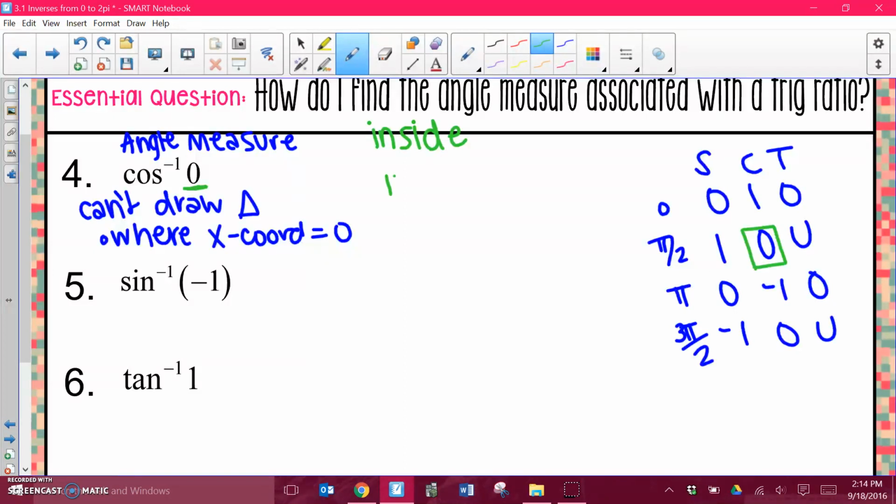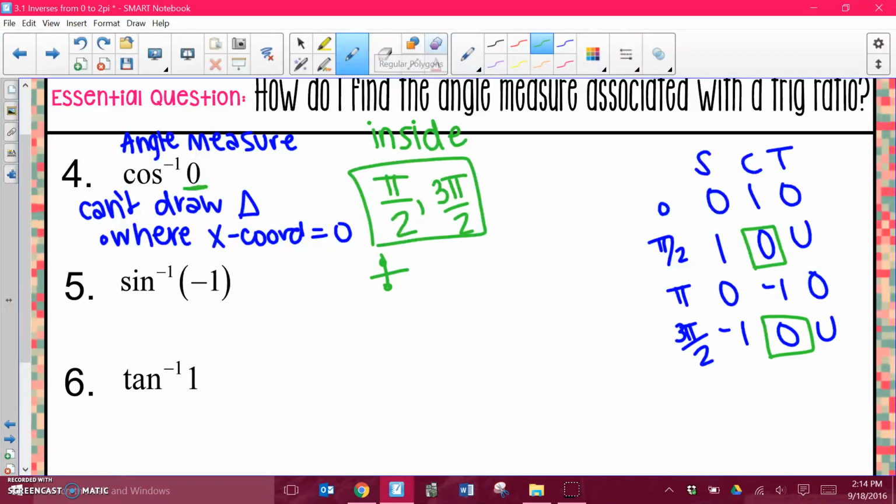It's at pi over 2, which makes sense if you think about on your unit circle at 90 degrees, my x value would be 0. I found another 0 down here at 3 pi over 2, which again makes sense. My x value is 0 down there. And again, we're just looking for those values in between 0 and 2 pi, so that's it.